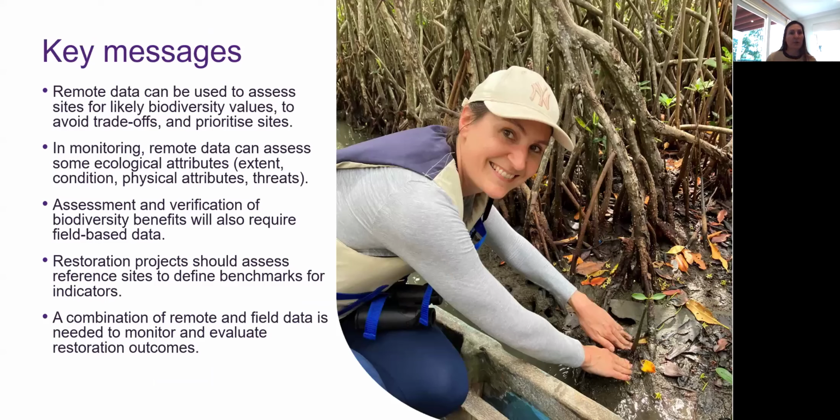So in summary, remote data can be used to assess sites for likely biodiversity values, to avoid trade-offs and prioritize sites. And in monitoring, remote data can be used to assess some ecological attributes that are recommended in the SER recovery wheel. For example, the extent of ecosystem, like the percent cover, the condition of that ecosystem, whether it's degraded, the physical attributes, which could be used to evaluate restoration success, and also some of the key threats. But assessment and verification of biodiversity will also require field-based data.